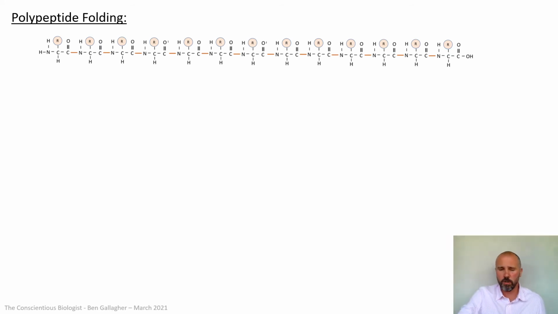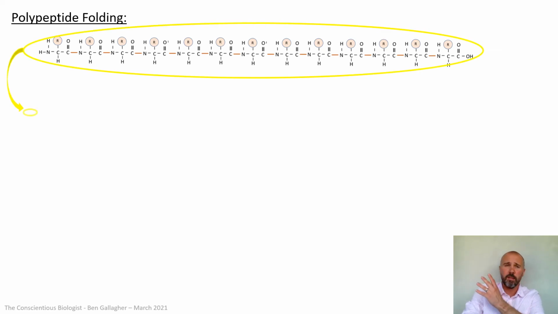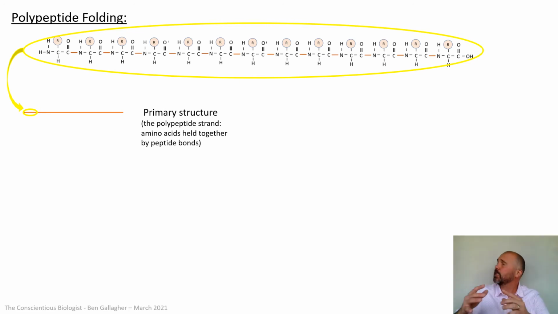So if I was going to talk about this a little bit more realistically, then that entire thing would only be at the very start of a fairly standard length polypeptide, and we call that its primary structure.